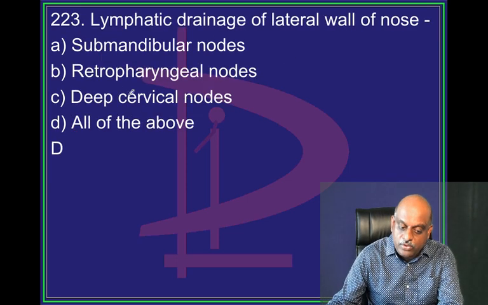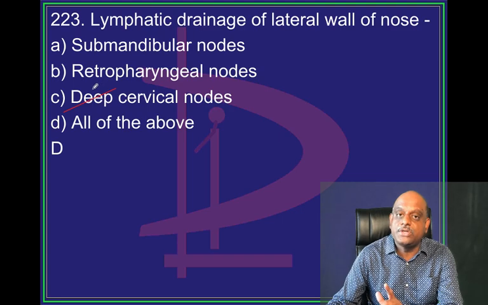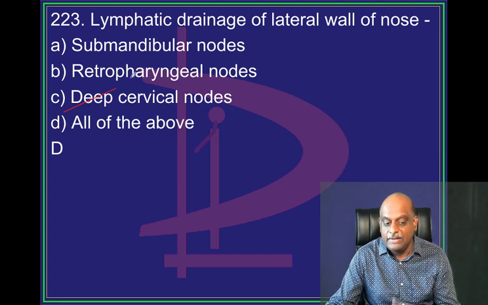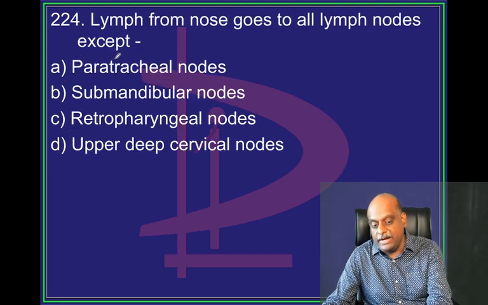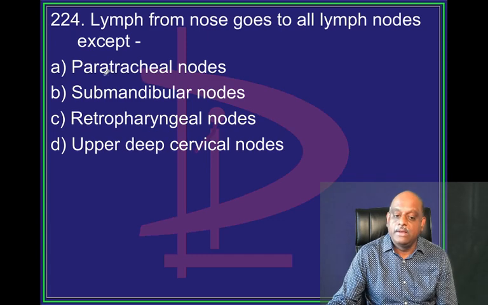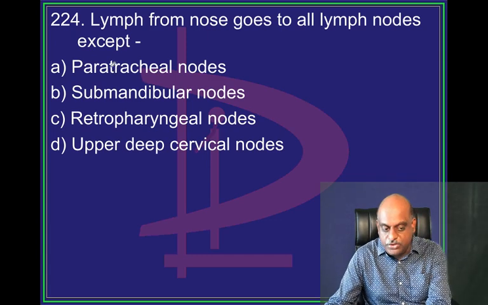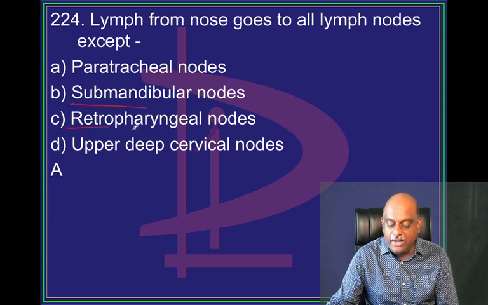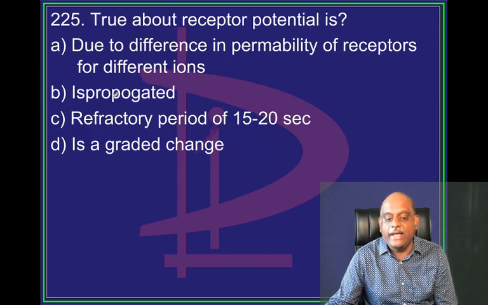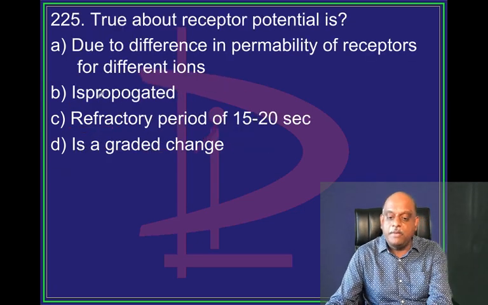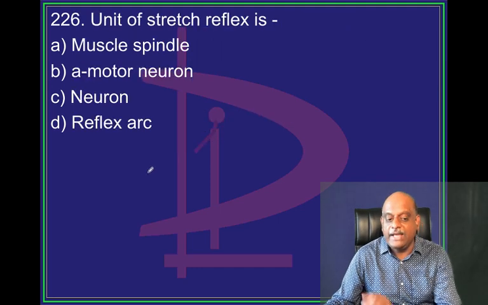Lateral wall of the nose lymphatic drainage is to deep nodes in the cervical area, retropharyngeal and submandibular nodes. Lymph from the nose goes to submandibular, retropharyngeal and upper deep cervical nodes. Receptor potential is a graded change.